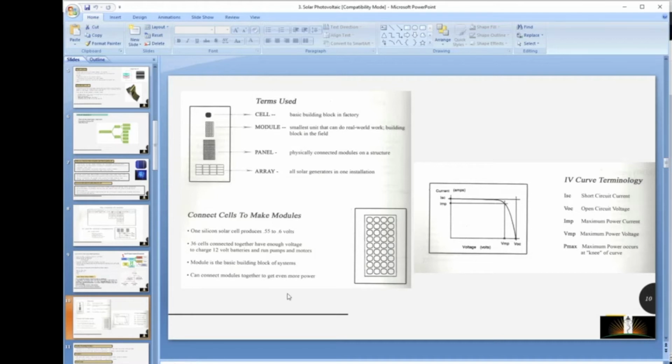Next is VOC, open circuit voltage. This is the maximum voltage that the panel can produce, whatever the condition. If it is damaged, if there is leakage, or if there is any instantaneous, impulsive current, as we say in electrical terms, even then the maximum voltage that can be generated from any particular panel would be the VOC.